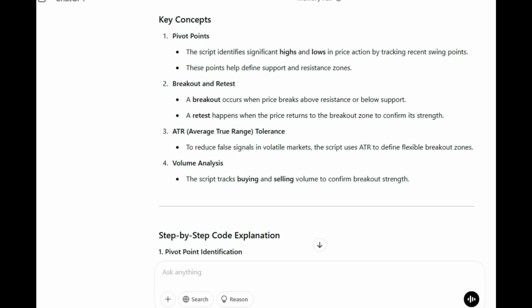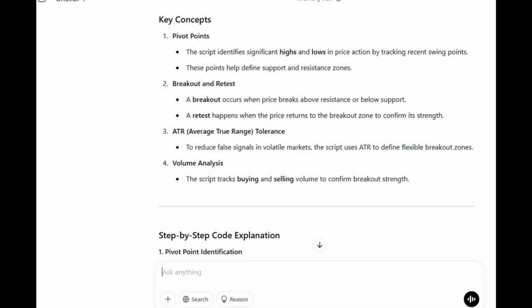A retest happens when the price returns to the breakout zone to confirm its strength. So the indicator will show you on the chart the breakout and retest price level. Then, to reduce false signals in volatile markets, the script uses ATR to define flexible breakout zones. So the number of zones that you see on the chart is reduced. You just see a few of them to avoid false signals.